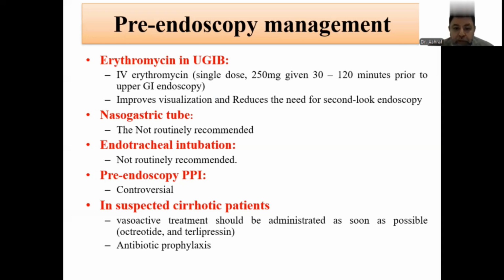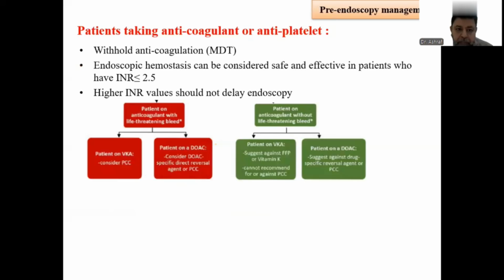AGA recommended using PPI as it may reduce the need for endoscopic intervention. However, if you give pre-endoscopy PPI, this will not delay or abort endoscopic examination. In suspected cirrhotic patients, you have to give vasoactive drugs like octreotide and terlipressin and antibiotic prophylaxis. Both of them will reduce mortality and reduce the rate of rebleeding.